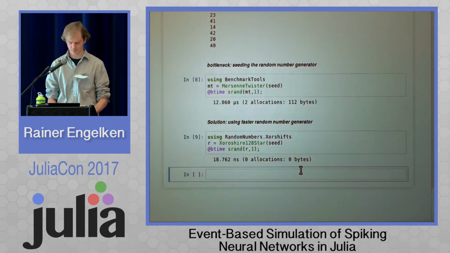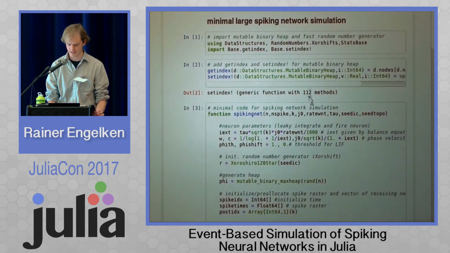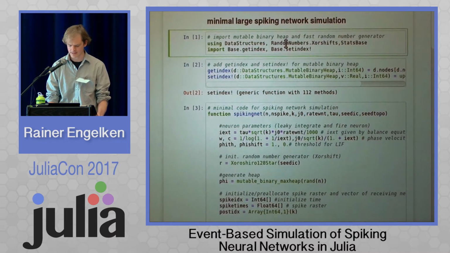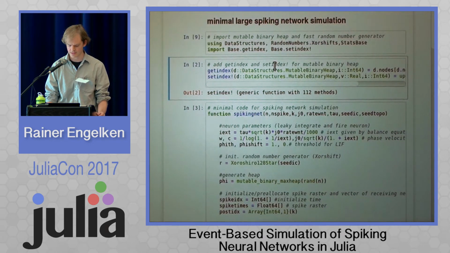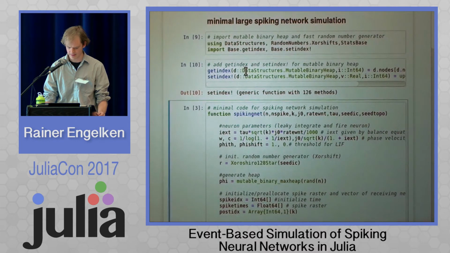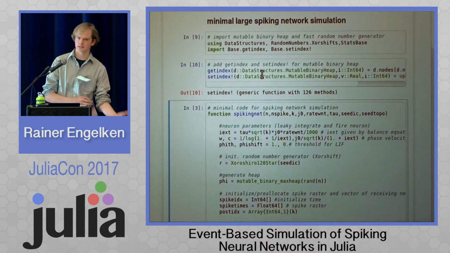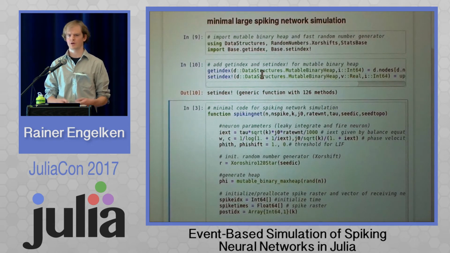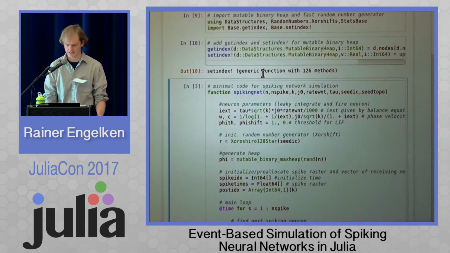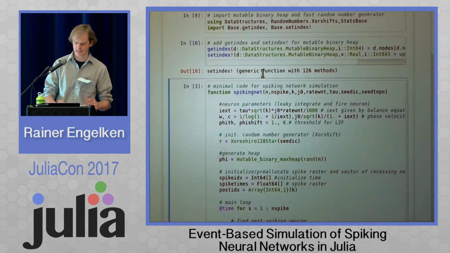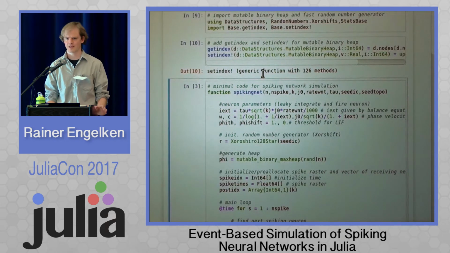So our colleagues are friendly and the group atmosphere is happy. Okay, so now comes the minimal example of a large spiking network simulation. We import the data structures and RandomNumbers.jl. Now we define our getindex and setindex for mutable binary heaps. They don't exist yet, so we have to import getindex and setindex from Base. Then we define them. That's the nice thing about Julia: if you don't like something about Base, you can directly change it, or if you don't understand it, you can see how it's implemented and see whether you can make it faster. And so now we have our own methods, getindex and setindex. So setindex now has 126 methods instead of 125.